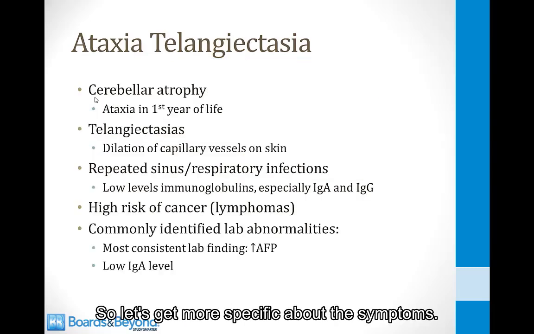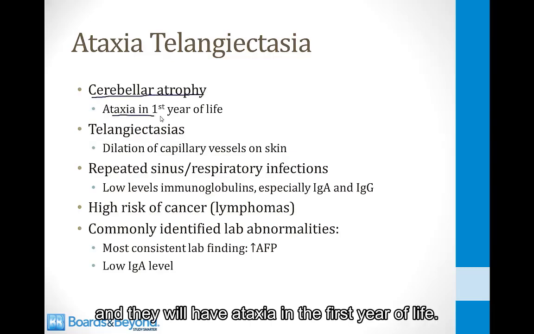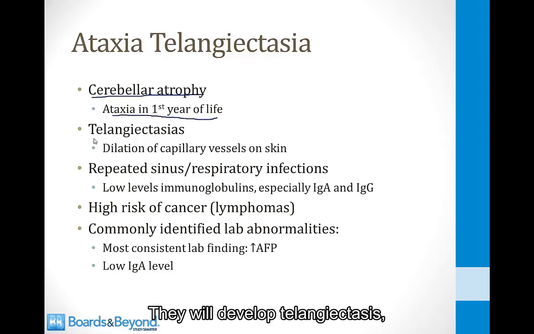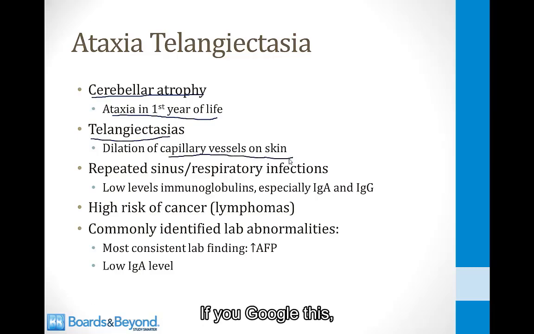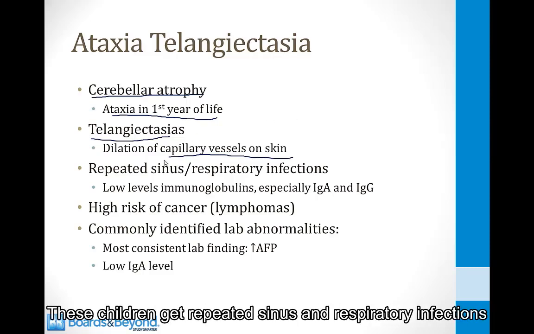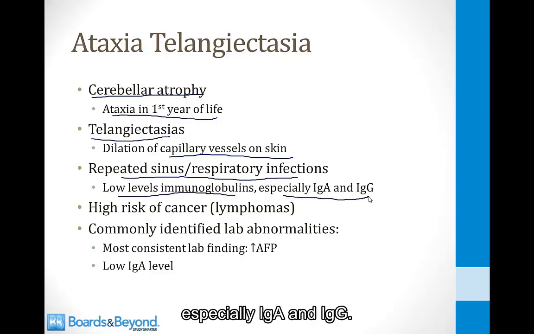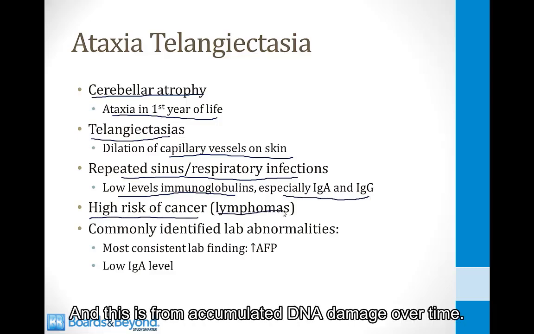So let's get more specific about the symptoms. These children will develop cerebellar atrophy, and they will have ataxia in the first year of life. This will present as falls and gait problems. They will develop telangiectasias, which are a dilation of capillary vessels on the skin. If you Google this, you can find lots of examples of what a telangiectasia looks like online. These children get repeated sinus and respiratory infections, leading to low levels of immunoglobulins, especially IgA and IgG. And then finally, they're at high risk of cancer, especially lymphomas, and this is from accumulated DNA damage over time.